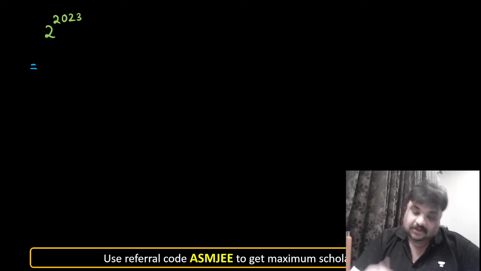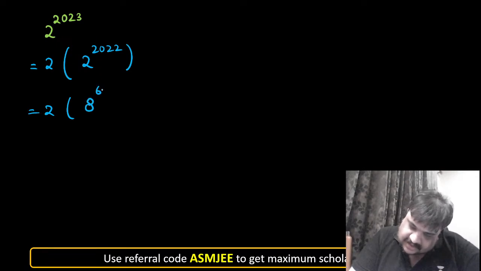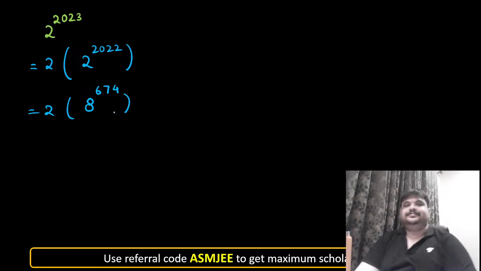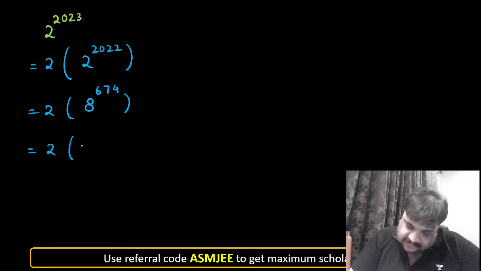Now 2 raised to power 3 is 8. So we can take one 2 common: 2 raised to power 2022, which is 2 times 8 raised to power 674, which is twice of 1 plus 7 raised to power 674.